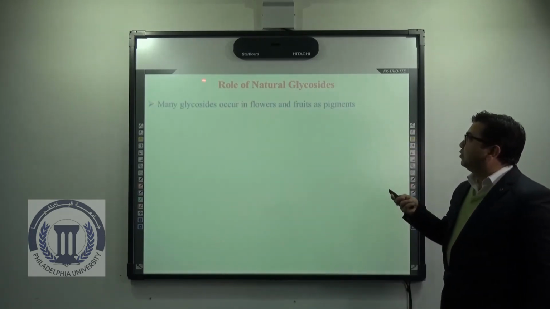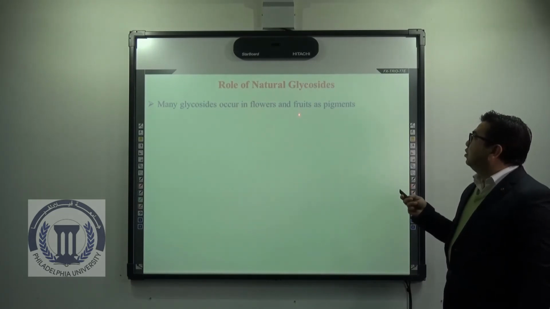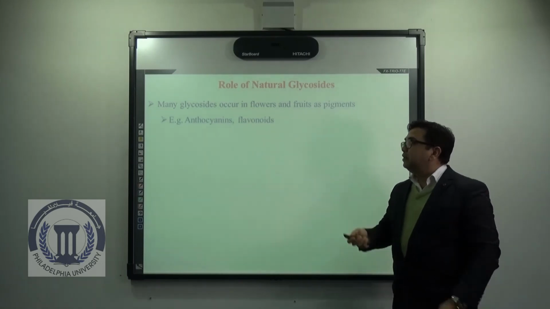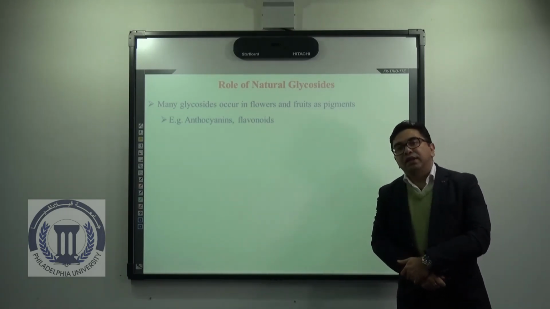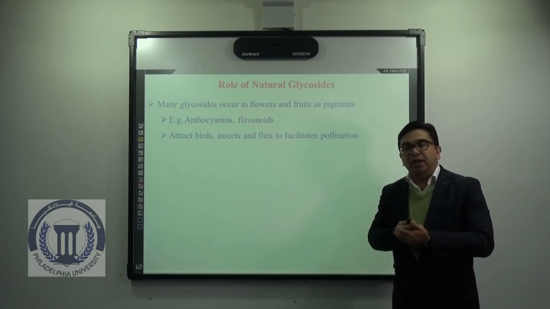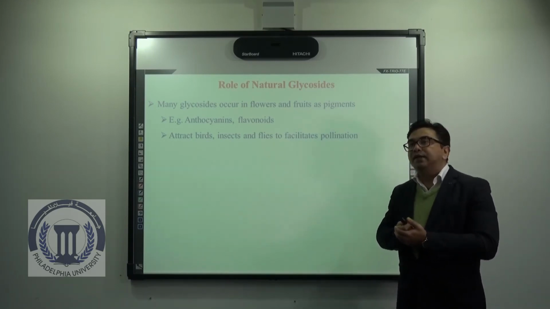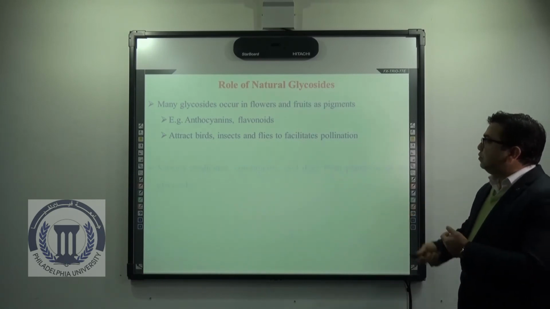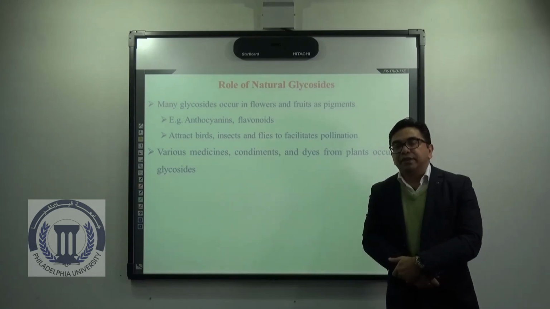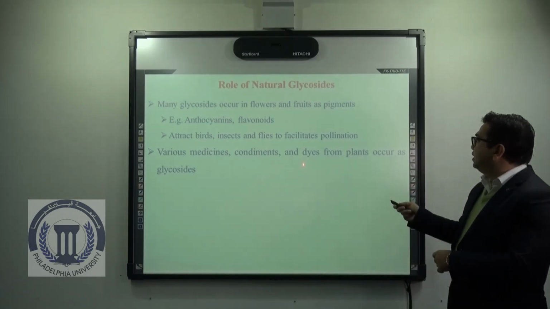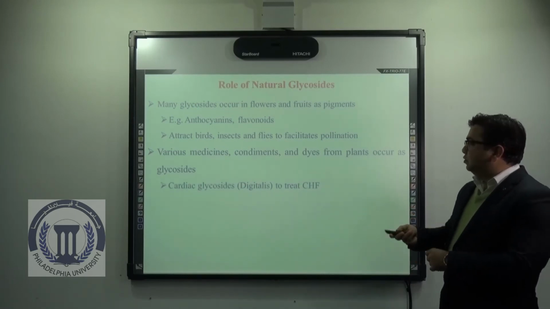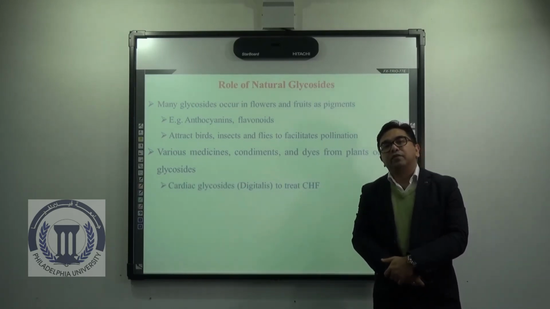First of all, many glycosides occur in flowers and fruits as pigments, for example anthocyanins and flavonoids. So as a colorant, they help in pollination of plant by attracting birds and insects. And they are also used as part of various medicines, condiments, dyes. For example, cardiac glycoside, which is mainly used for the treatment of congestive heart failure.